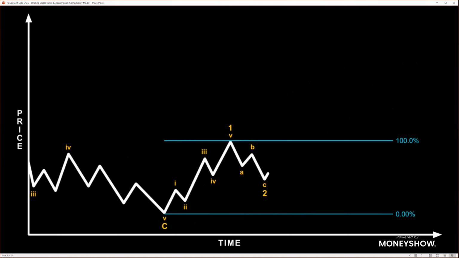Fibonacci Pinball is something that the creator of ElliottWaveTrader.net, Avi Gilbert, came up with just basically during his practice of Elliott Wave theory.